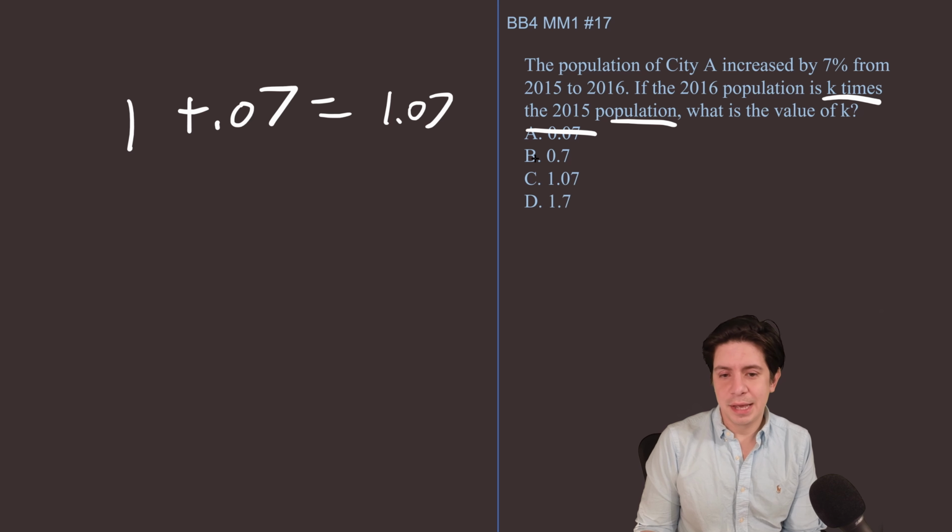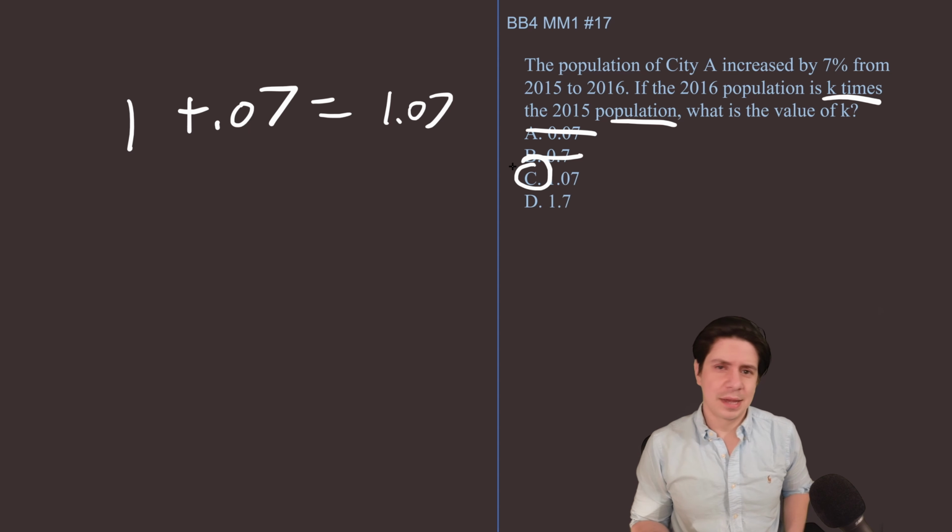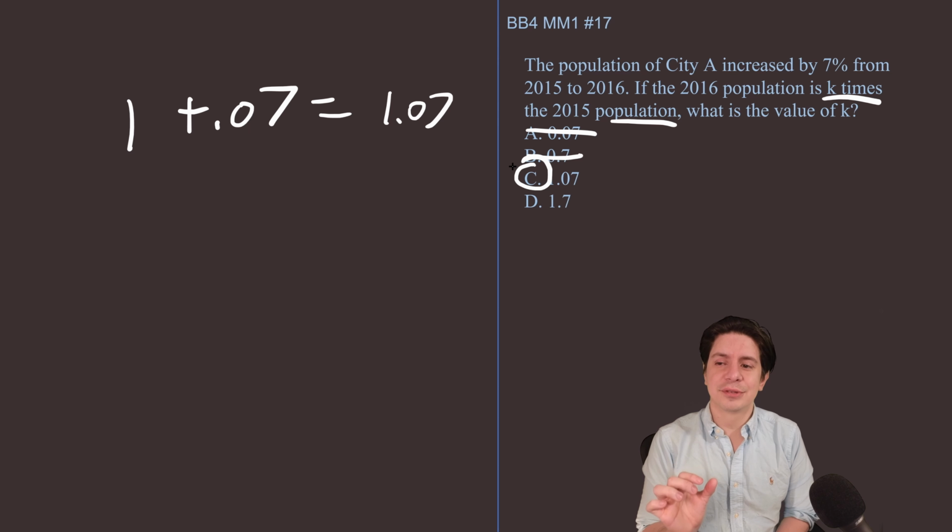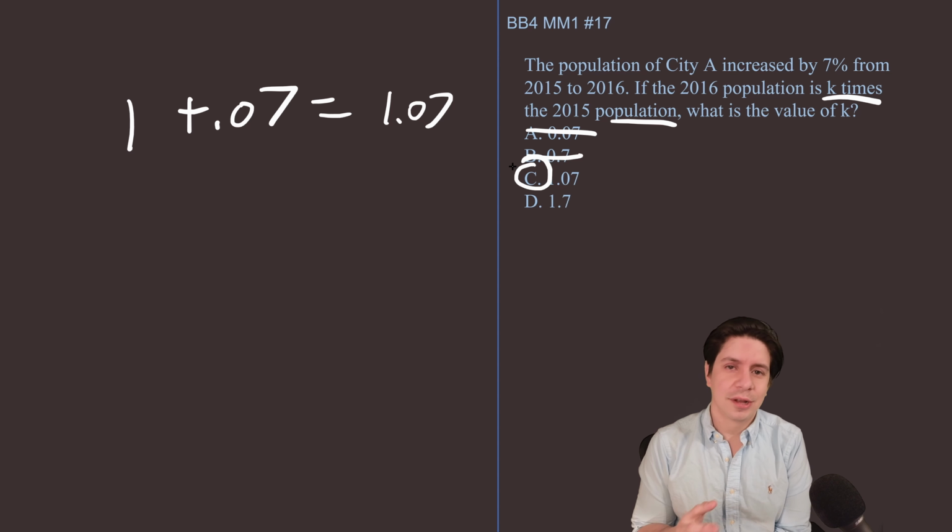So it can't be A, can't be B, those would be decreasing. D is increasing by 70%, so it is C. Okay, just a little bit of math there, understanding percents. I have a video on that, the core video on percents, that you can watch in the core class playlist.